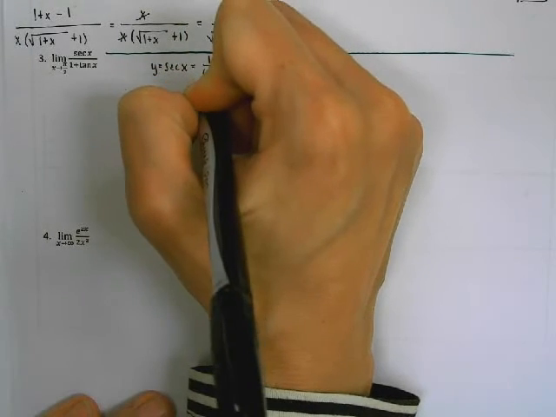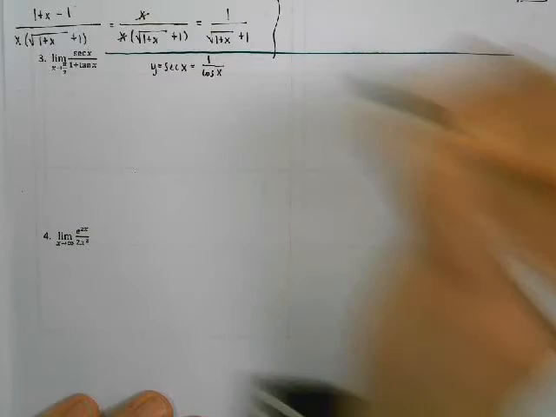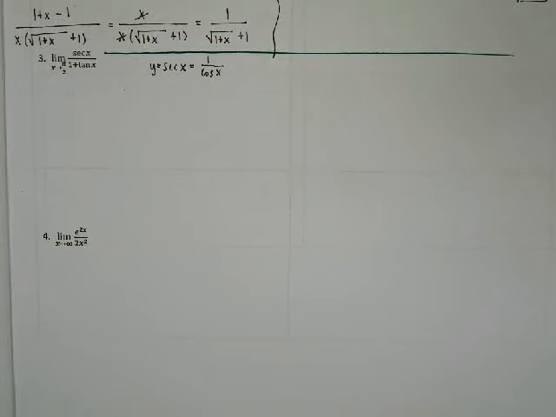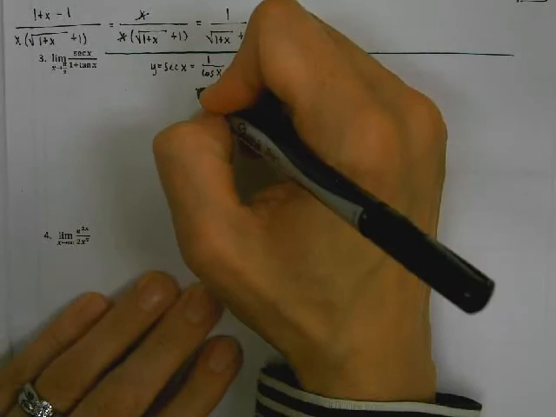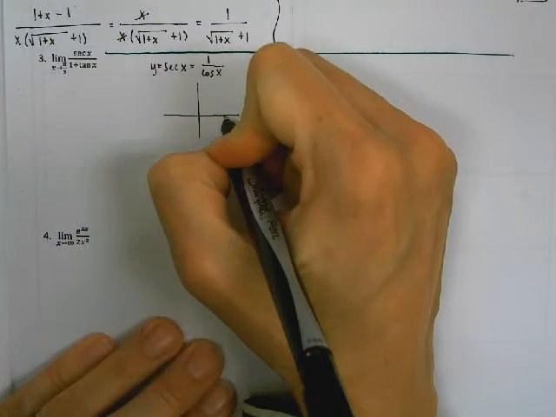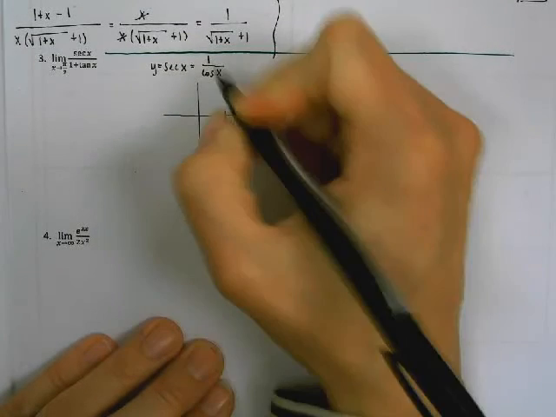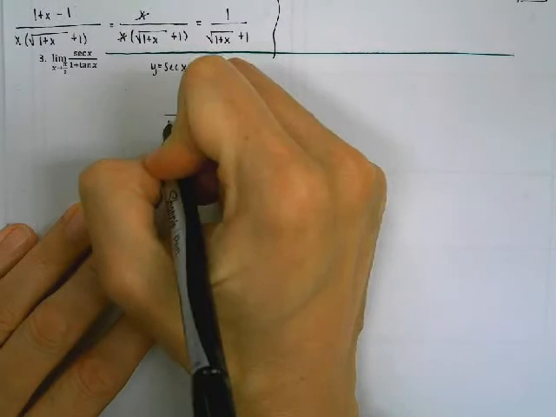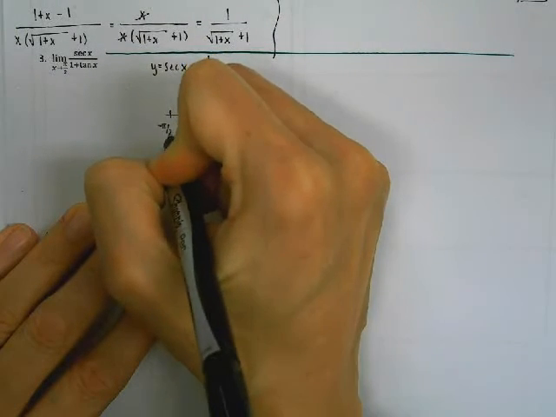which we know is 1 over cosine x. And I know cosine is going to be undefined at pi over 2, so I'm going to have vertical asymptotes. So if this is pi over 2, I'm going to have an asymptote here, and at negative pi over 2.